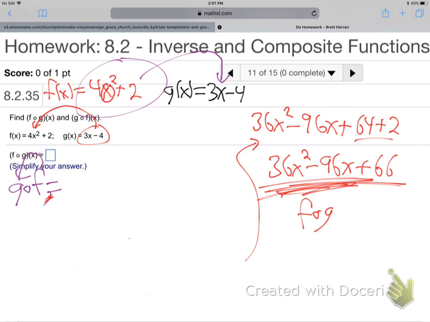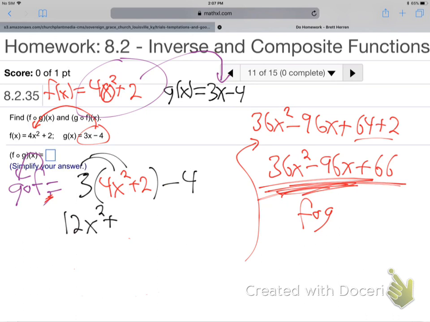Okay, so if all of f is going into g, what do we got? 3 times f. What is f? 4x squared plus 2, minus 4. That good? So all of f stuffed into g. Boom, boom. 12x squared plus 6 minus 4. 12x squared plus 2. Done.